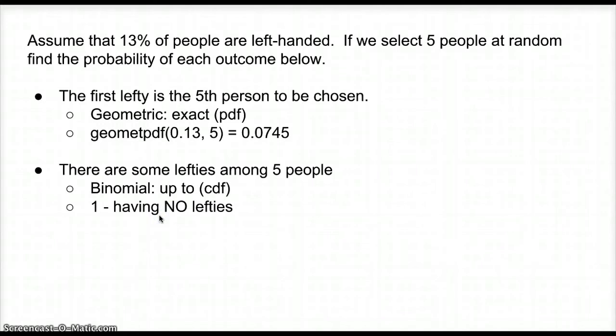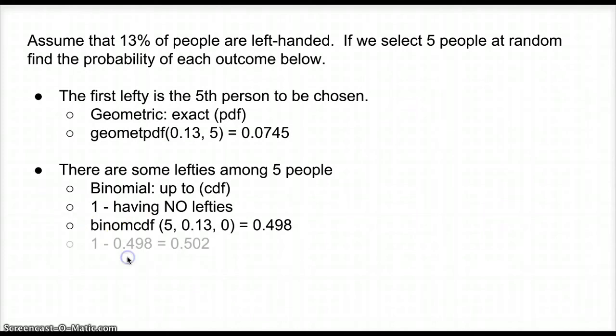So we have an equation for binomial and geometric that goes up to, but we want 1 minus having no lefties so that we could see what happens with that. So we have the binomial, there's 5 and the 13%, and the chance of us picking none is 0.498. And so now we're going to do 1 minus that. And so that we know if we pick none, remember it's at least, you always subtract from 1.